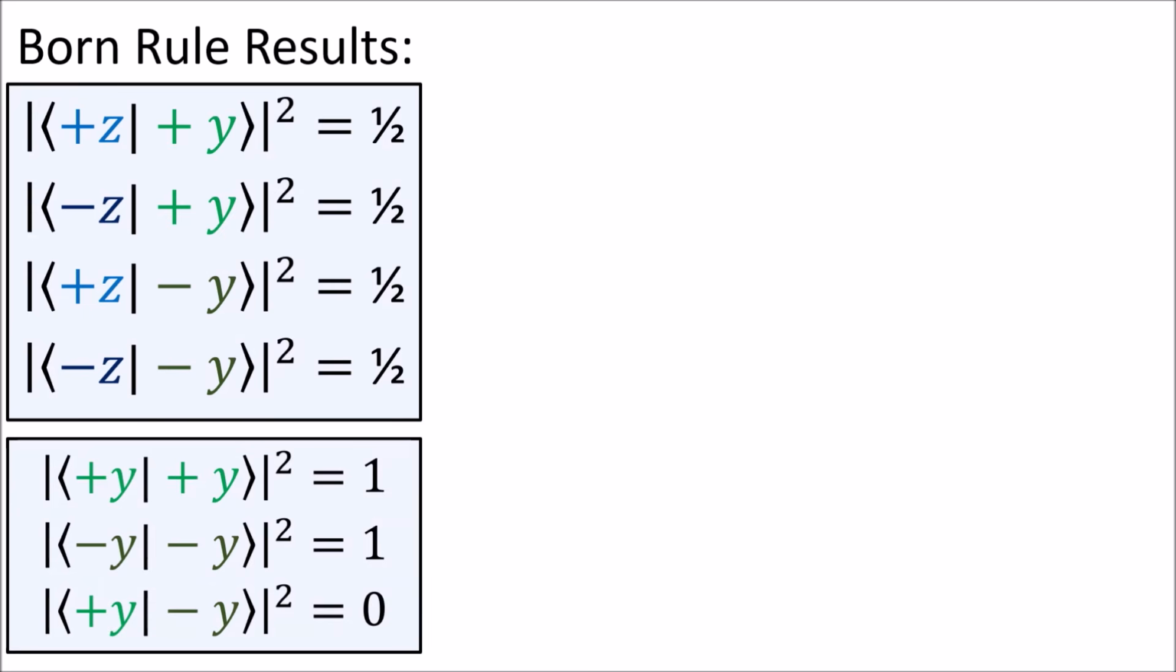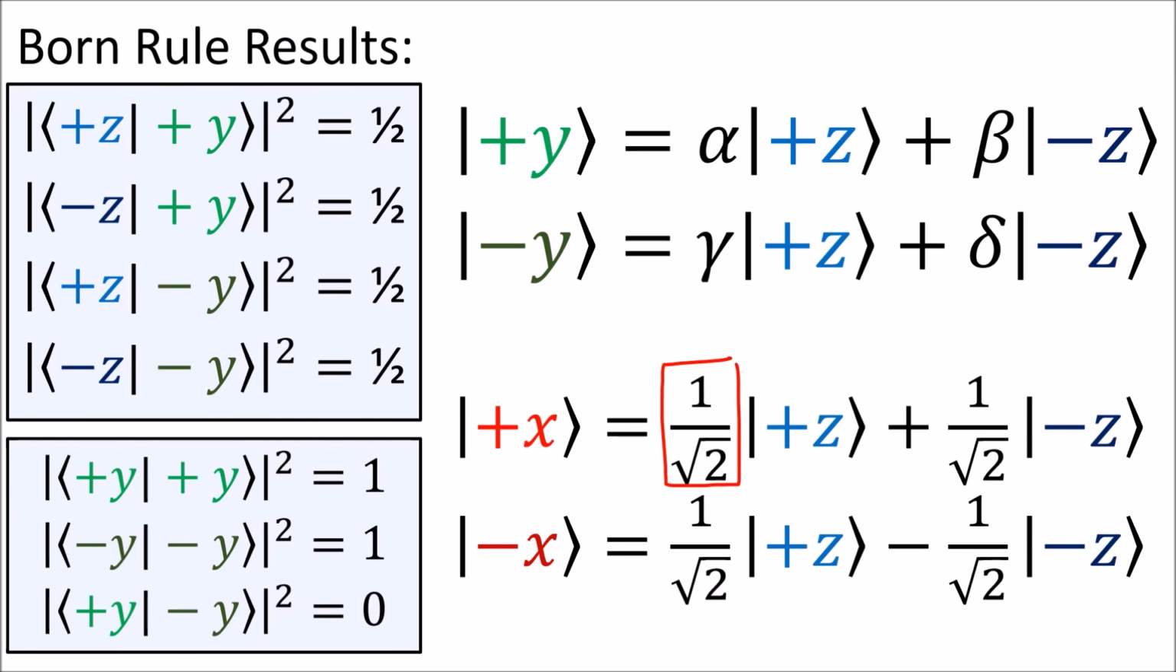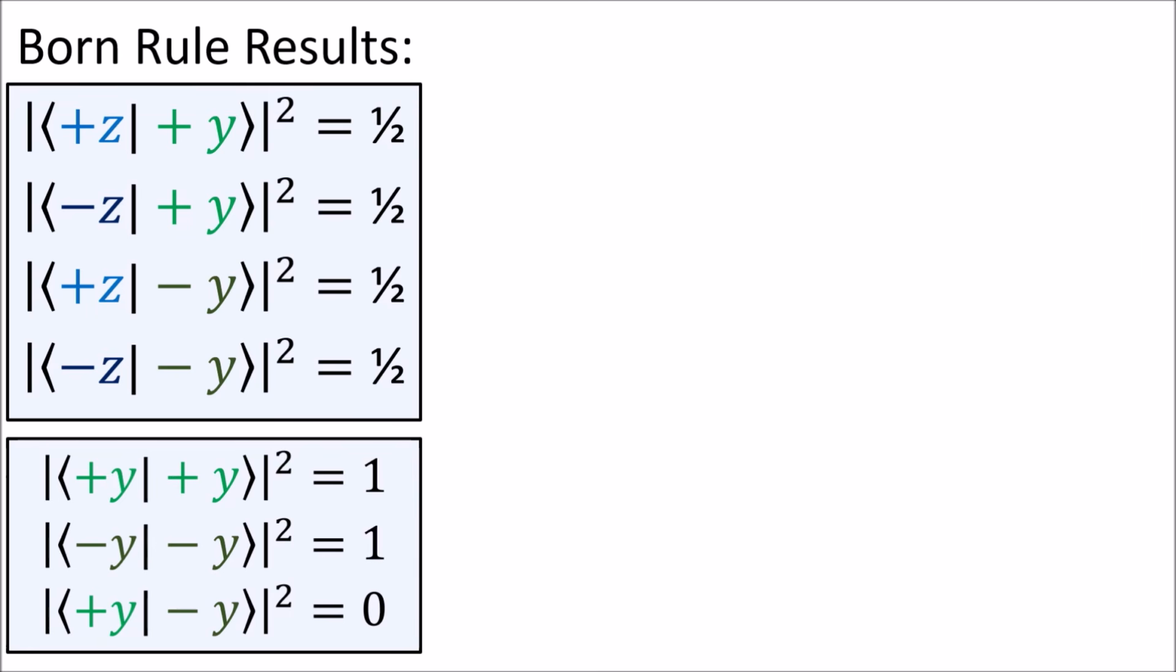But if we want to write the y states as quantum superpositions of the plus z and minus z states, we run into a problem. We've already used the coefficients of plus 1 over the square root of 2 and minus 1 over the square root of 2 for our spin plus x and minus x states, and we can't reuse those coefficients. So what coefficients can we pick that will still give us probabilities of 50%? The secret is to start using complex numbers.